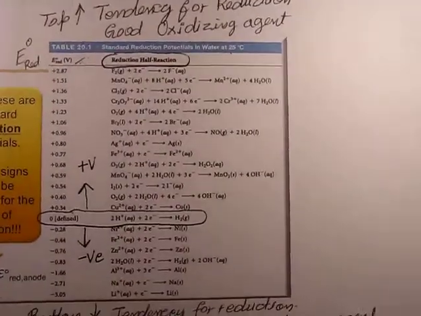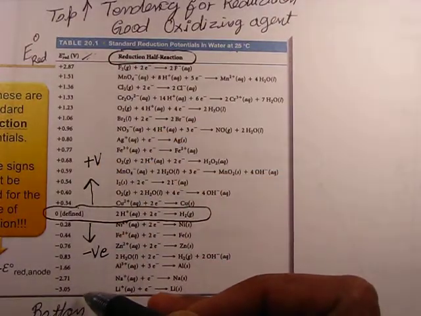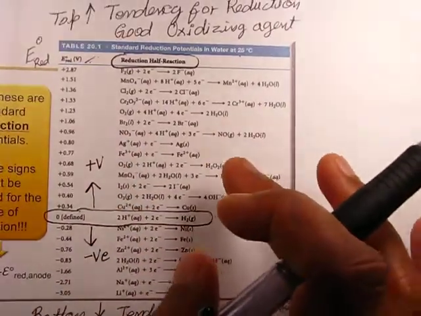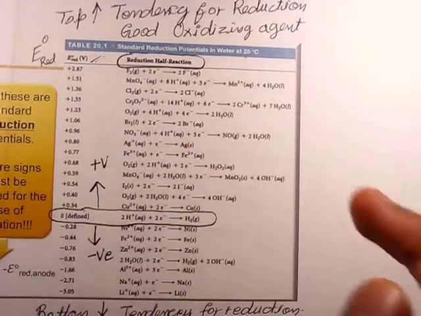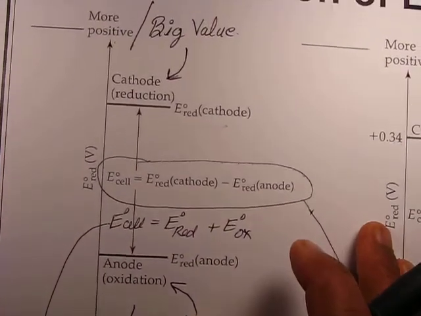Basically, we are talking about this table. Here you can see more positive on the top and more negative at the bottom. And if we are using any of these two reactions, how will we figure out which will be the anode and which will become the cathode?